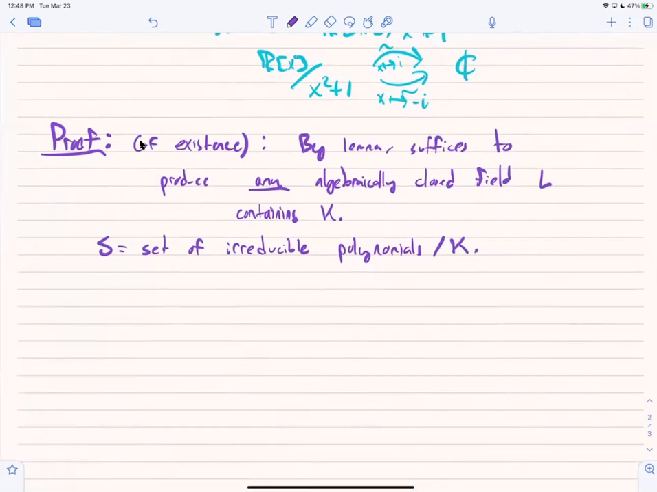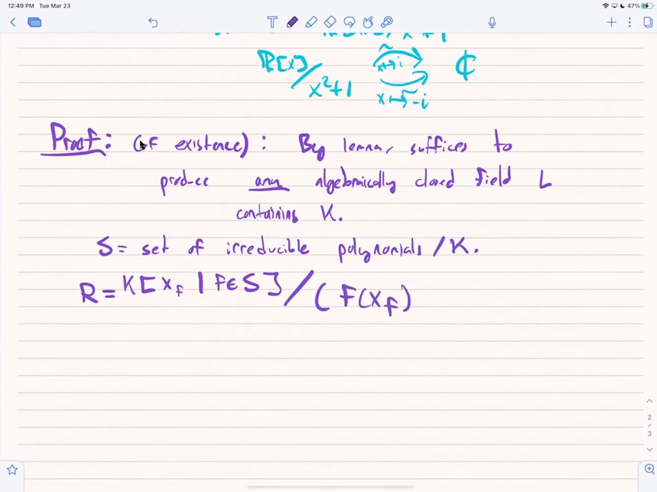So I'm going to look at the polynomial ring in infinitely many variables, where the variables are indexed by the irreducible polynomials in K. And then I'm going to mod out by the ideal generated by f of x_f for all f.